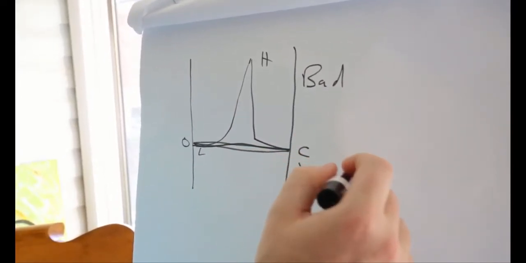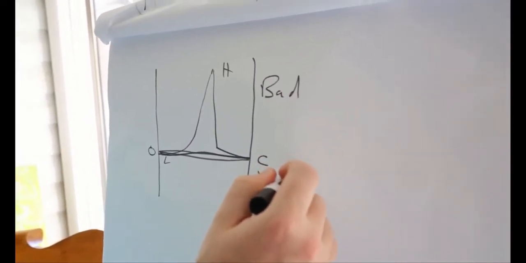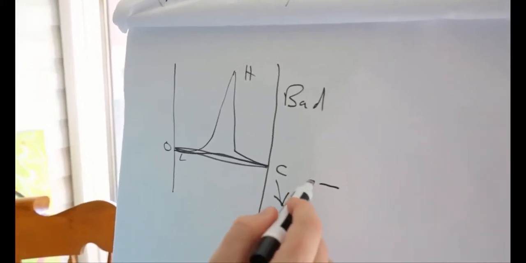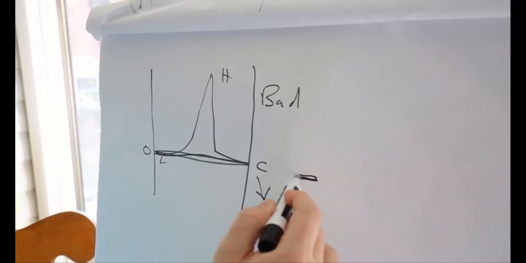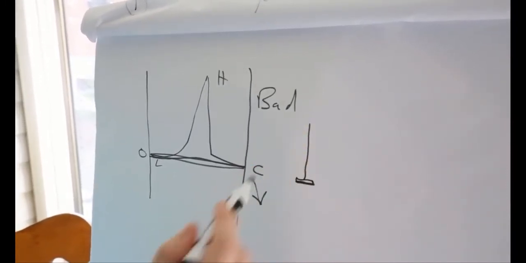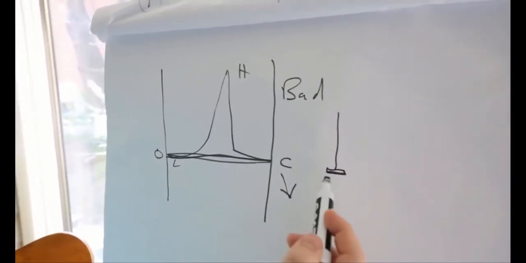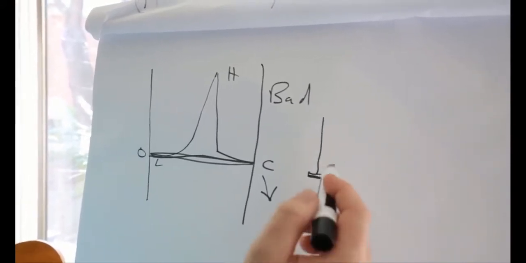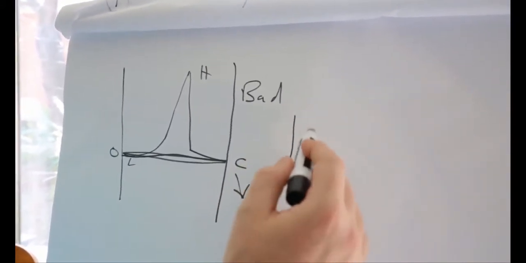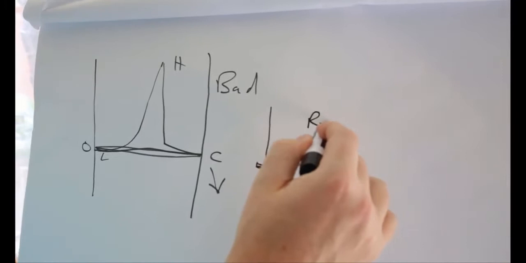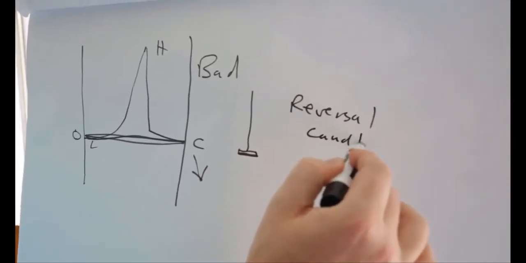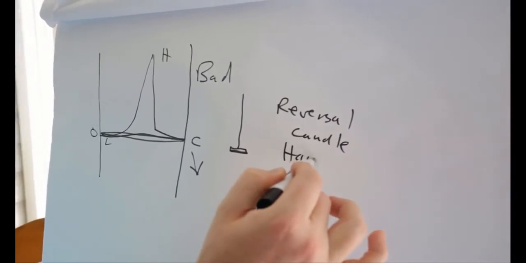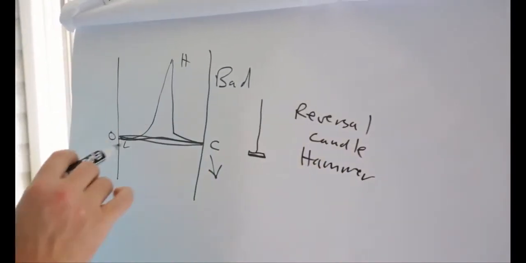So what would that candle look like? If it opened here, you start the candle body there, and it closed here, like that, then this would be the wick. So that is the opposite of a hanging man. That's a hammer, a reverse hammer. So that's a reversal candle, and it's called a hammer. But that's what the day would look like.